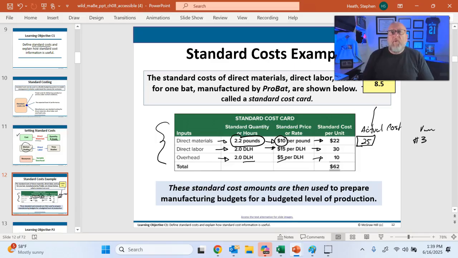So, in order for us to make those observations, we now have a tool called the standard cost that's going to allow us to further understand what is leading to the differences between what we budgeted and what we're actually incurring.